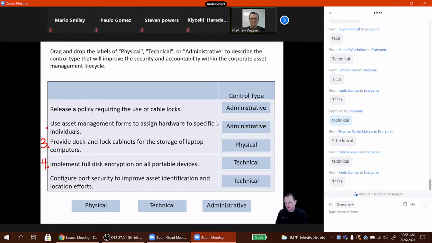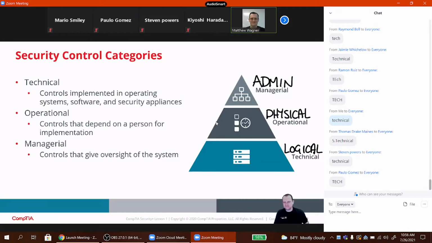And they're basically just echoing NIST, the National Institute of Standards and Technology, on what these different control categories ultimately are. So, technical, controls implemented in the operating system, in the software, or the security appliance. It has to be inside the computer. Operational controls depend on people for implementation and tend to be physical. And managerial give oversight and/or govern how people act. This is our administrative control category.